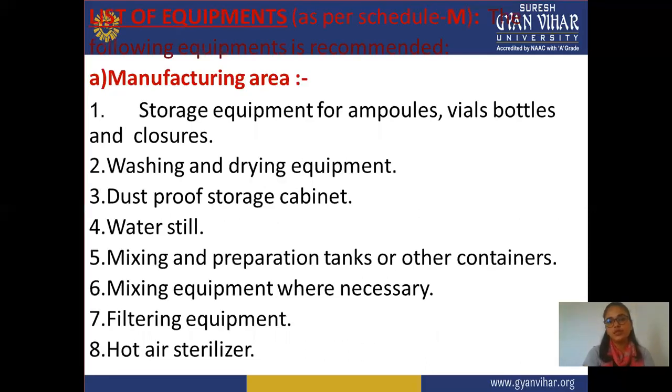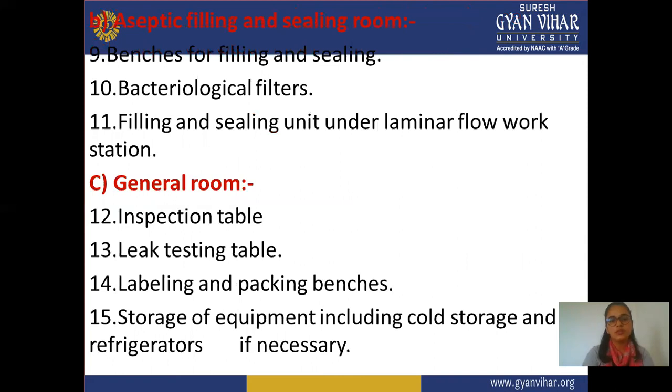Next is the list of equipment as per the schedule, which is required for manufacturing of a parenteral. In this manufacturing area: first, storage equipment for ampules, vials, bottles, and closures. Second is washing and drying equipment. Third is a dust-proof storage cabinet. Fourth is water still. Fifth is mixing and preparation tanks and other containers. Sixth is mixing equipment when necessary. Seventh is filtering equipment, and eighth is a hot air sterilizer. So these are the equipment for manufacturing.